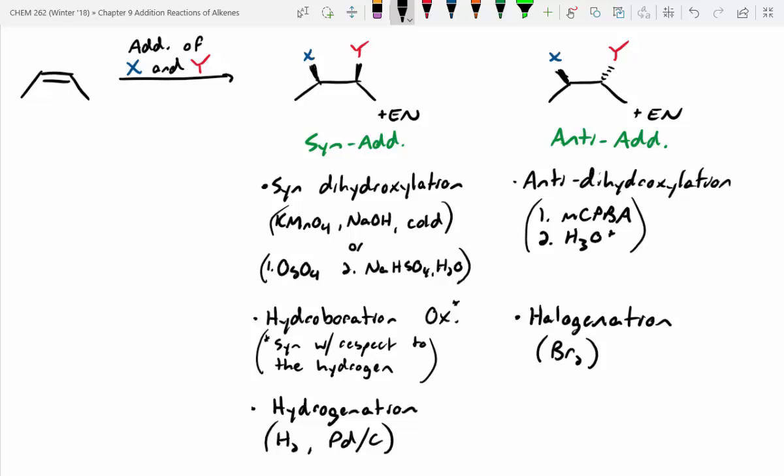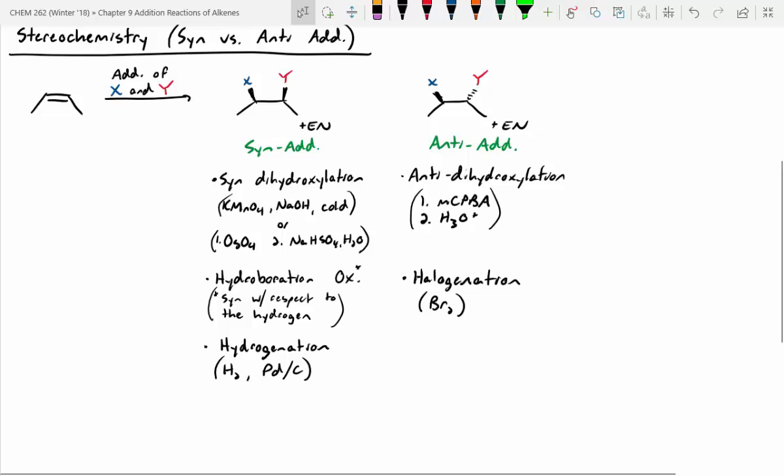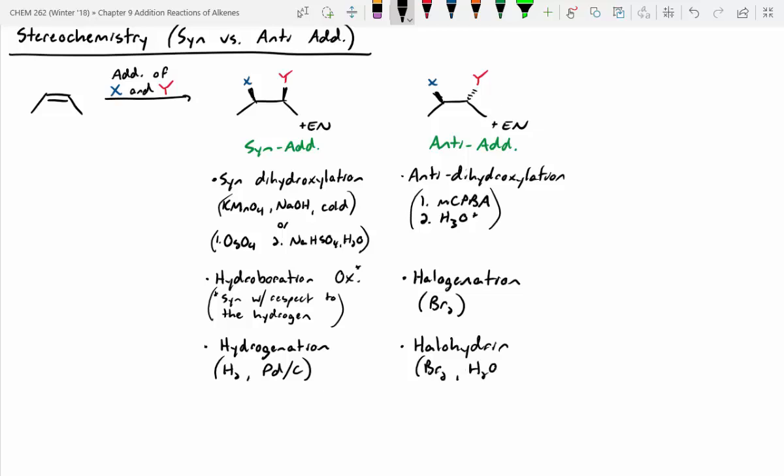All right, what about the halohydrin reaction? Let's say we want to install a bromine and an alcohol. So one would be the X position, one would be the Y position. Would that be syn or anti? Anti. It'd be anti. It's really similar to the halogenation reaction, but water outcompetes bromide. So this would be our halohydrin reaction. And that's when we have Br2 and water. Does that make sense? I know it's a lot to remember, but do your best to retain this information.